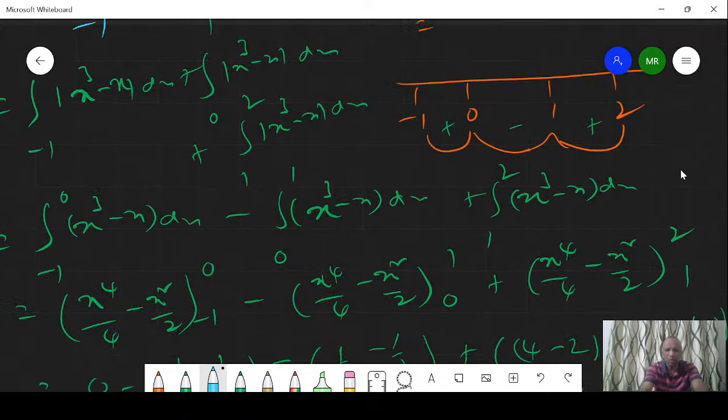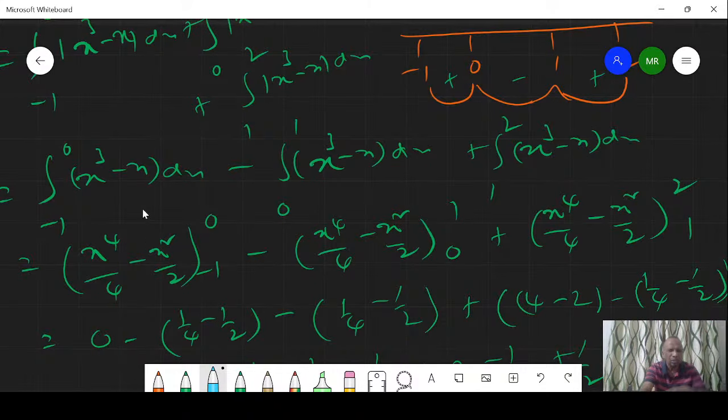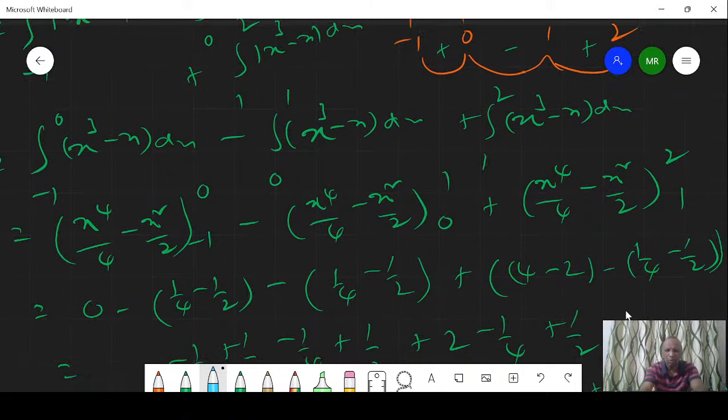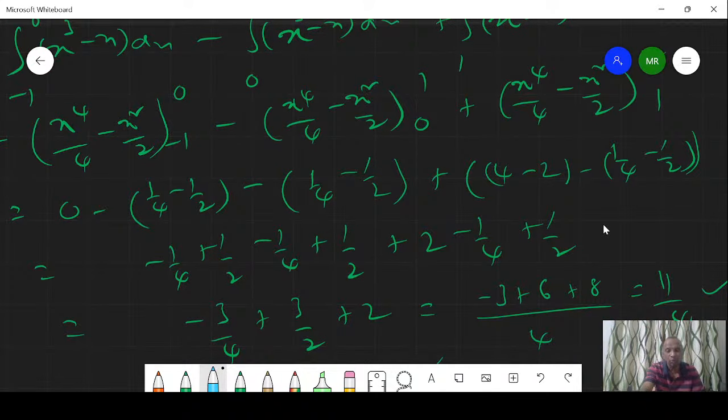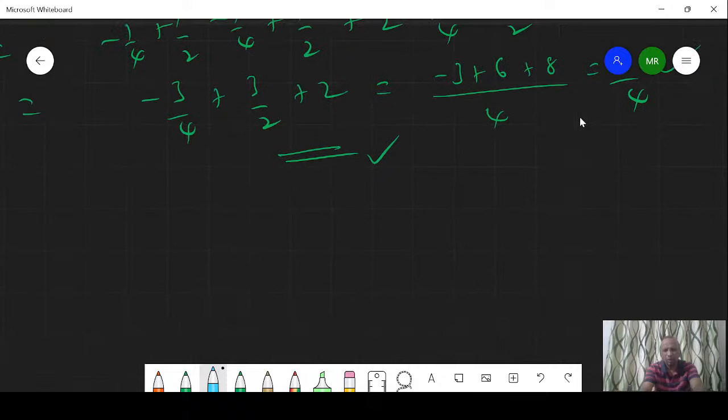Then you do the simple calculation: x cube integrates to x to the power 4 by 4, minus x square, and apply the limits. Here also the same thing, apply the limits and simplify. But many people made a mistake in the simplification. You should be careful with the signs and small numbers. With overconfidence, they may make mistakes. Be careful. The final answer will be 11 by 4. That one we got.